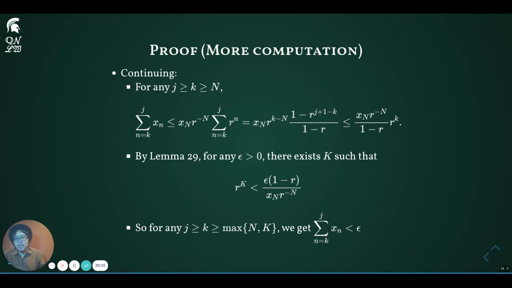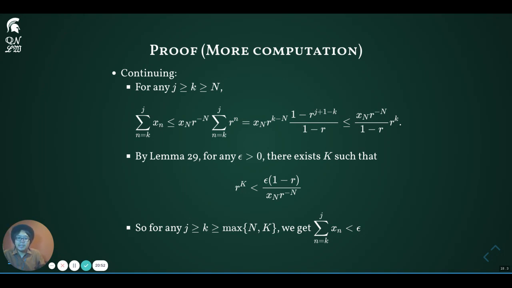So we should start with j and k bigger than n. Then the sum of x from k to j can be controlled like this. Using the geometric series like comparison from the last slide, we replace each term in the sum by x sub capital N times a power of r. Doing some algebraic manipulation gets us to the term after the first inequality. What we did here is pulled out the common factors, so we have left over a geometric sum.